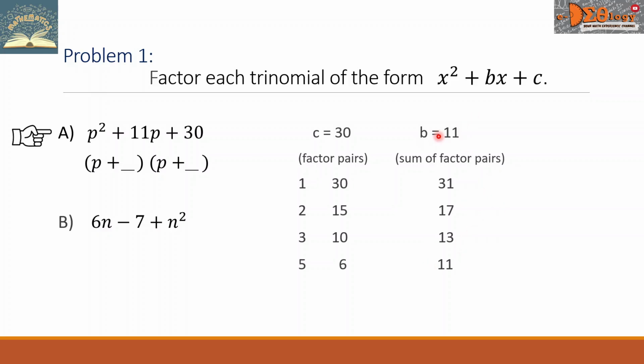And from here, we note that the b value is 11, the coefficient of p. Now we're looking for this number 11 in this column, and here it is. And this number 11 corresponds to the factor pair 5 and 6. These are the values that we will write in here. So we have p plus 5 times p plus 6. This is the final answer.